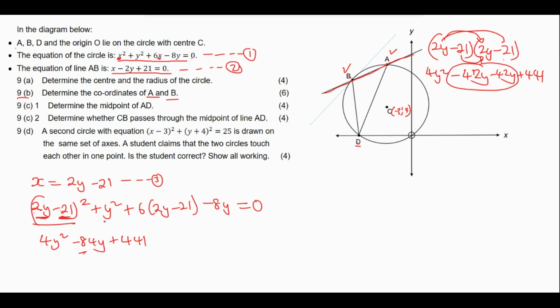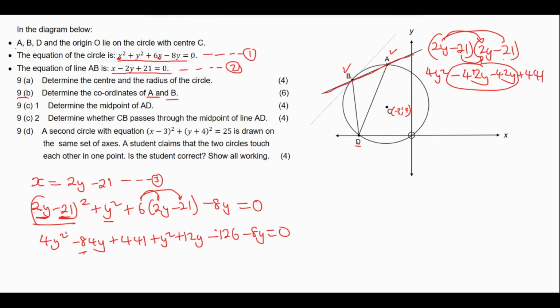Okay? And then plus y squared. And then plus, we're distributing 6 here, becomes plus 12y minus 126 minus 8y is equal to 0.